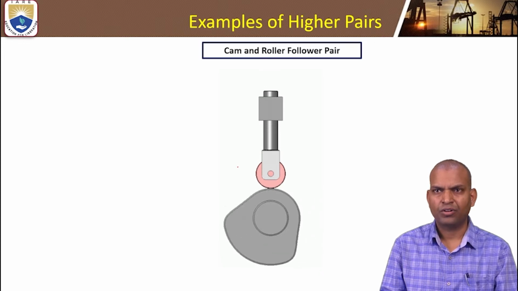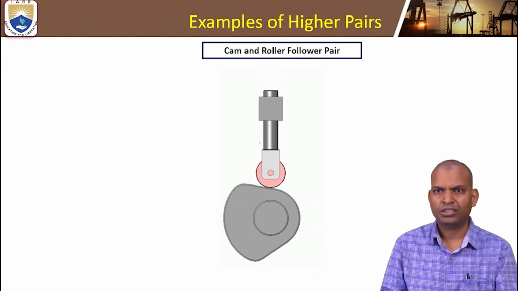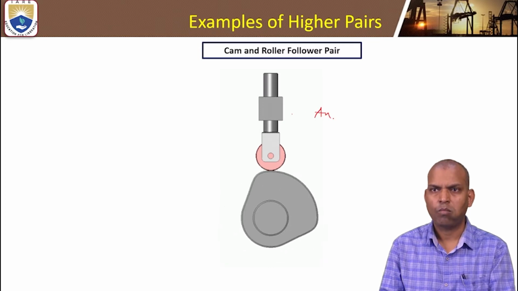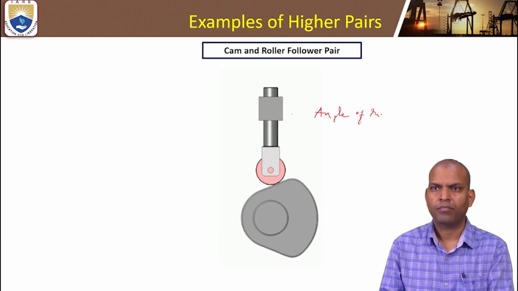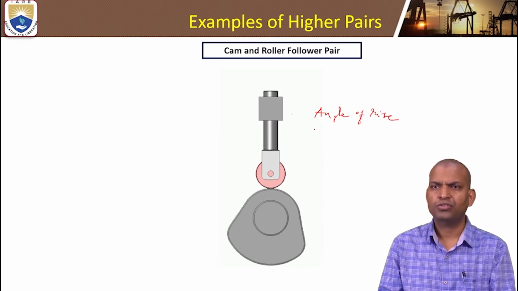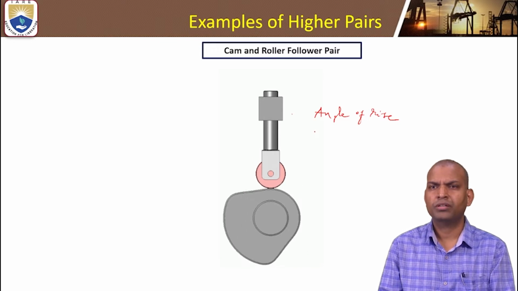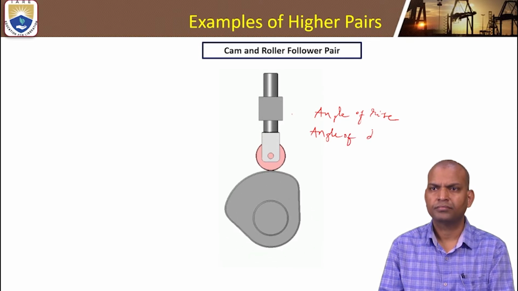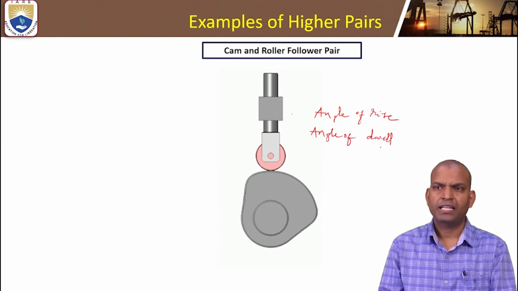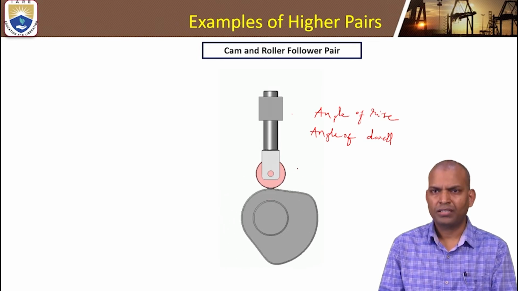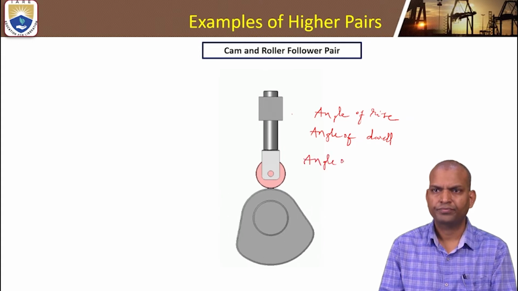So here is the spherical roller pair, the roller follower, the top part. For a certain angle of the cam, it will raise the follower. That's called angle of rise. And at a certain angle of the cam, there is no effect on the motion of the follower. That is called angle of dwell. At a certain angular portion of the cam's rotation, the follower comes down. That is angle of falling.